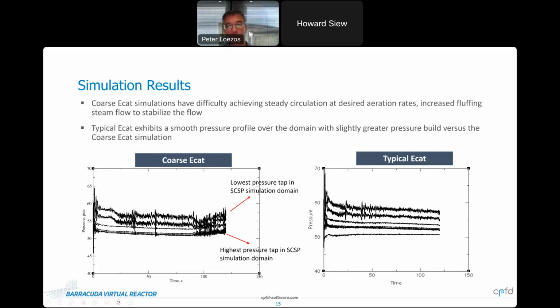And the only way we could stabilize flow was by significantly increasing the fluffing steam flow rate, right? And that's generally consistent with what they saw in the refinery. Now, if we look at the typical ECAT, it exhibits a much smoother pressure profile over the domain with a slightly greater pressure build versus the coarse ECAT simulation.